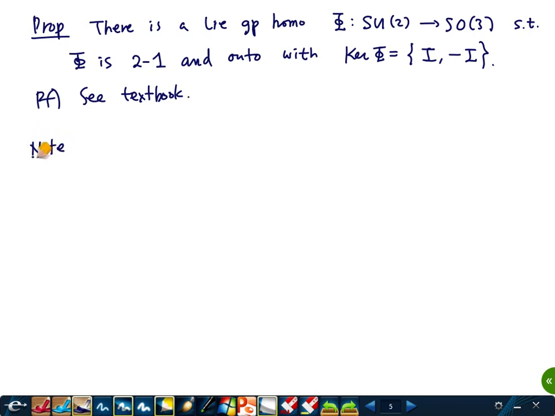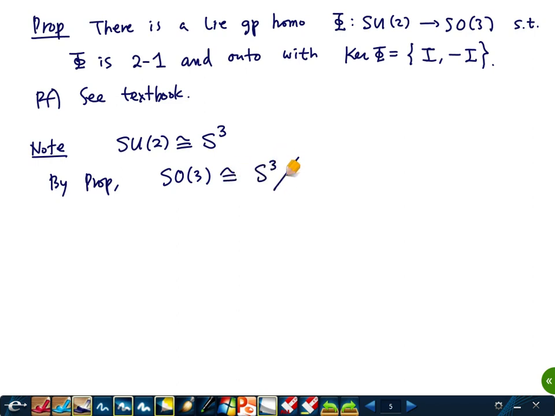And let's see some consequences of this. I mentioned that SU(2) is homeomorphic to S3, the sphere. And by the proposition, SO(3) is isomorphic to this, quotient by the kernel. But the kernel is I and minus I, so this is S3 with I and minus I identified. And similarly for X and minus X. So it's the quotient by the relation where X and minus X are identified. So this is like S3 with antipode points identified.